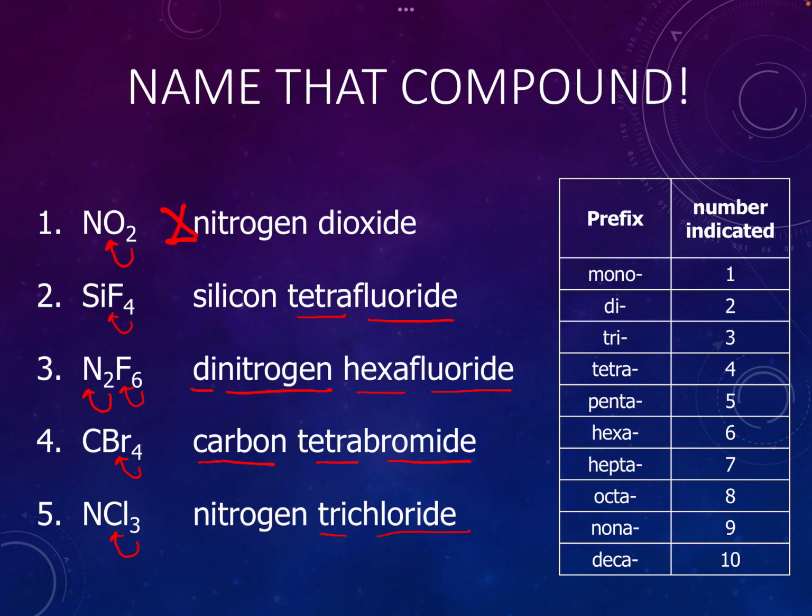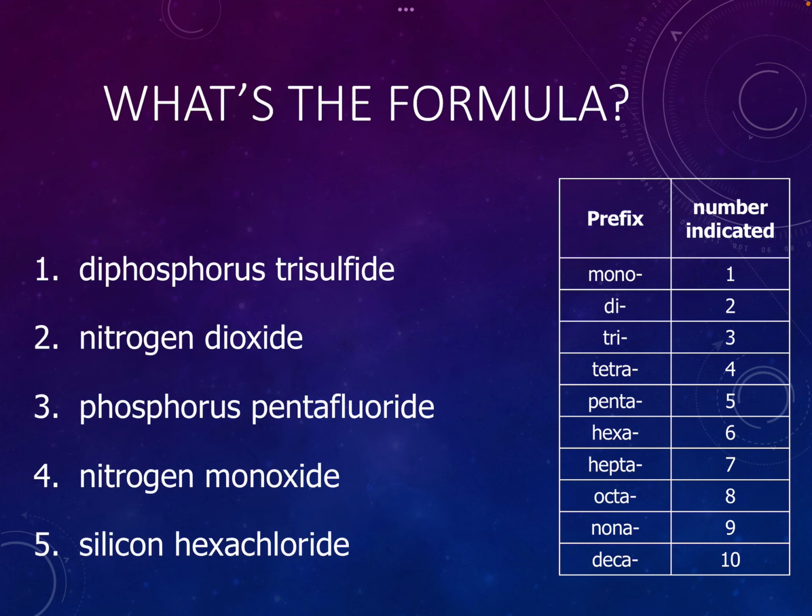So I think for the most part, this isn't too tricky as long as you know those prefixes. As soon as you know the prefixes, this becomes really straightforward. We can also do this the other way around. We can take the name and write the formula. When we did this for ionic bonding, we had to go through and write the ions and circle and switch and all of that, right?